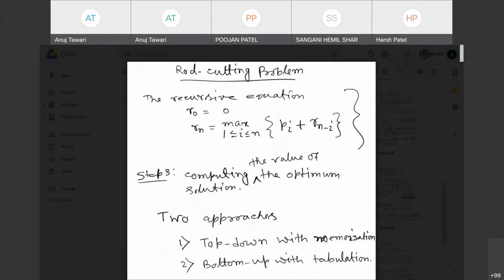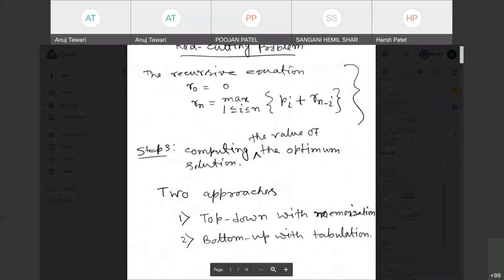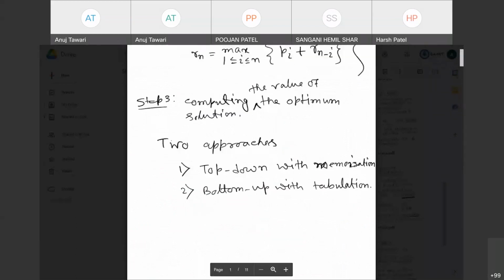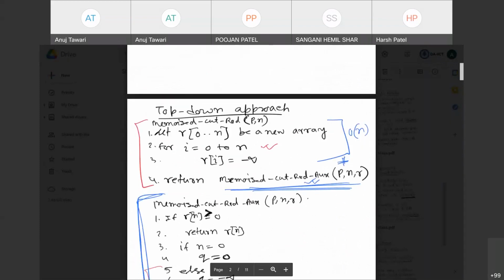So we'll see these two approaches, which is top down with memoization and bottom up with tabulation. So this is our pseudocode. Let R be defined as a new array. Initially, we don't know what's the optimal revenue we will get, so set it to minus infinity.